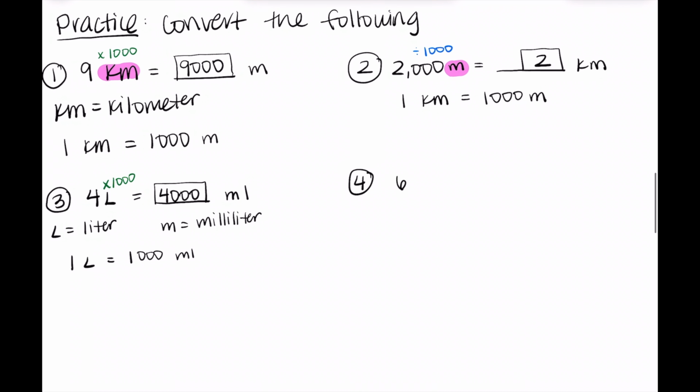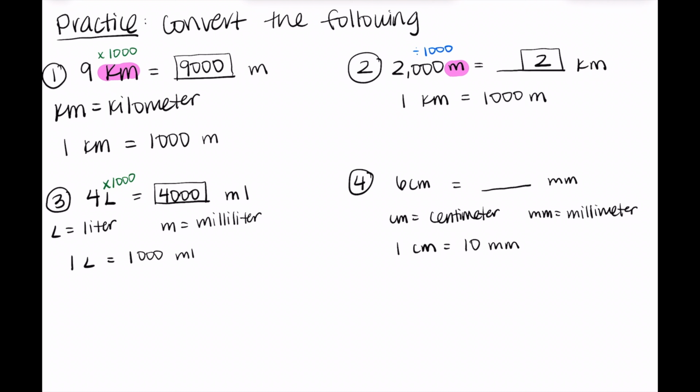Now we'll move on to number 4. For number 4, we have 6 cm equals blank mm. So cm stands for centimeter and mm stands for millimeter. So we're converting from centimeters to millimeters, and we know that 1 centimeter is going to be 10 millimeters. So that's our conversion here. What we'll do is we'll multiply that 6 by 10. And when we do that, we know 6 times 10 is just 60. So our answer for number 4 would just be 60 millimeters.